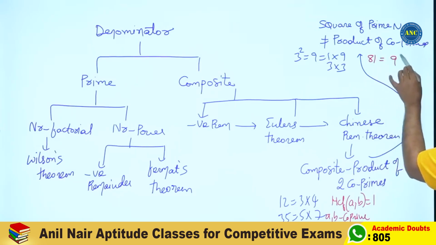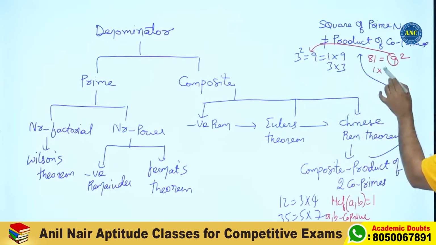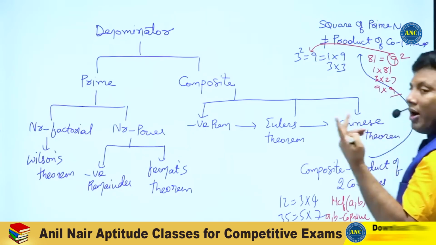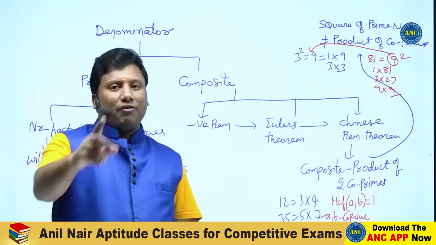81, it is 9 square. 9 itself is derived from 3. 1 into 81, 3 into 27, 9 into 9. Here you are not able to write the composite number as a product of coprimes.